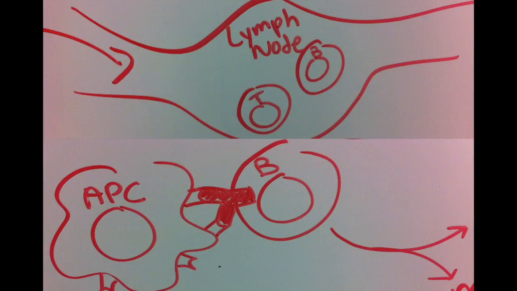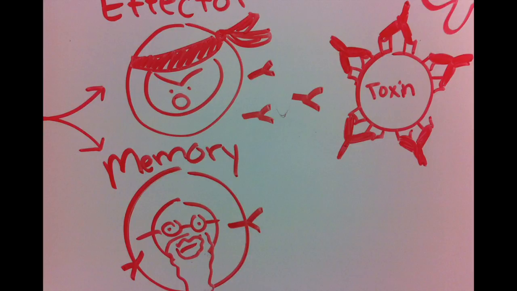This is where you come in. If you recognize the antigen presented, you've got to proliferate into effector and memory cells. The effector cells will produce antibodies to cover the antigen, thus neutralizing it. The memory cells will remember how to make those antibodies in case the body gets infected again.